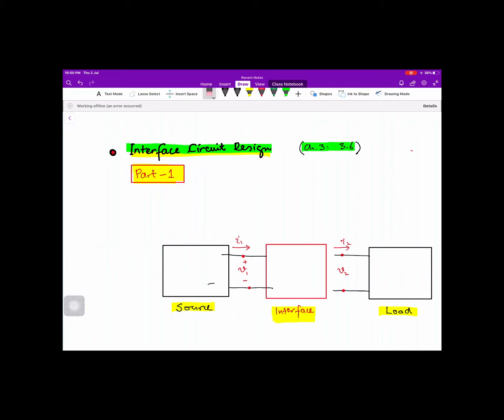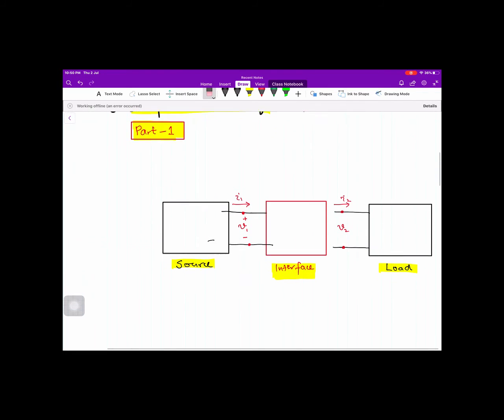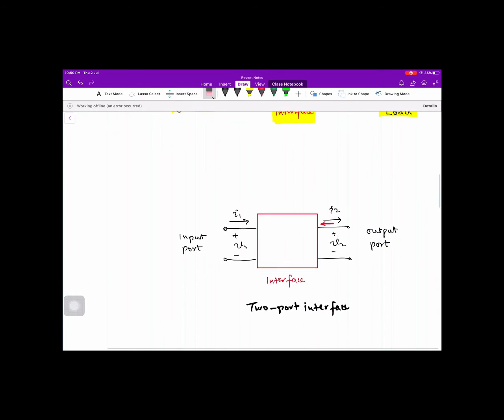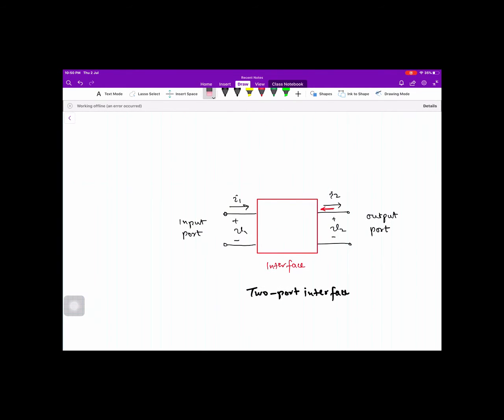So, very simple types of interface, according to the domain of our course, are basically 4. First of all, a few more words about an interface. Usually, for this interface circuit, we show the input voltage and input current, and output voltage and output current: V1, I1, V2, I2.